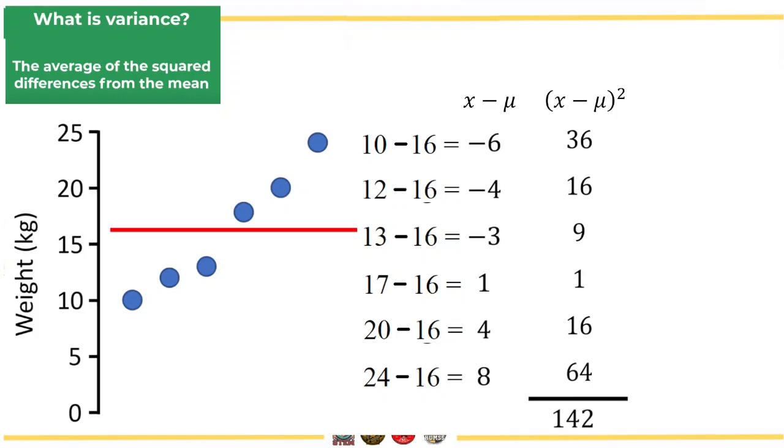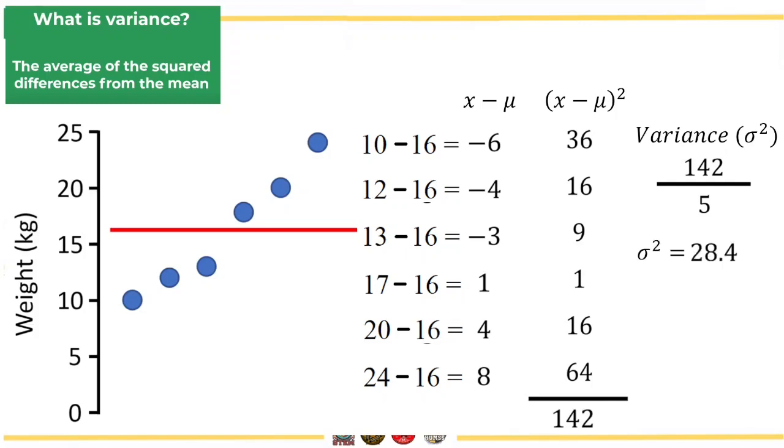Then we will divide, so we will average this. But if you will notice, instead of dividing by 6, we only divide by 5. Because in statistics, if the data is just a sample, again, what is a sample versus the population? A sample is just part of the population. So the weights of these 6 dogs are just a sample of the population of dogs. So 142 divided by 5 is 28.4.